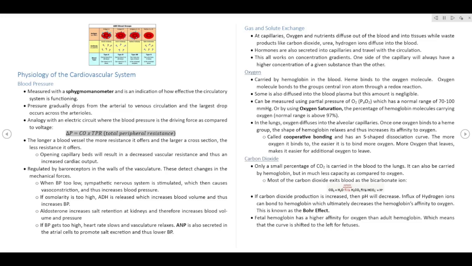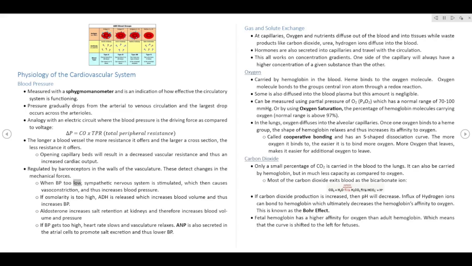The longer a blood vessel the more resistance it offers and the larger a cross-section, the less resistance it offers. Opening capillary beds will result in a decreased vascular resistance and thus an increased cardiac output. Regulated by baroreceptors in the walls of the vasculature. These detect changes in the mechanical forces.